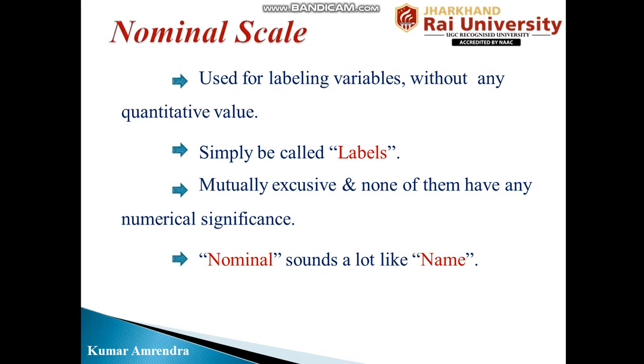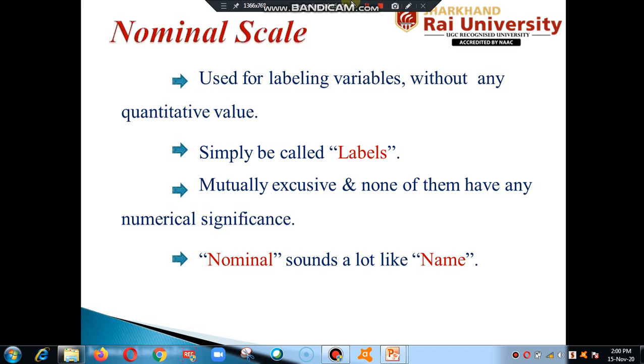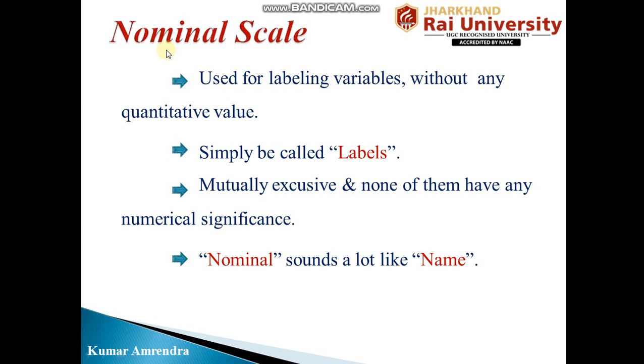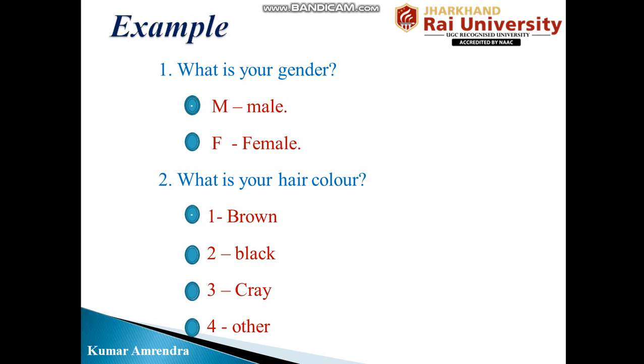So the first one is nominal scale. It is used for labeling variables without any quantitative values. We can say that it is simply called labels, and it is mutually exclusive, and none of them have any numerical significance. So in this label, none of the scaling factors have any numerical significance. Also we know that nominal sounds a lot like name, so it does not comprise any numbers. So these are the examples.